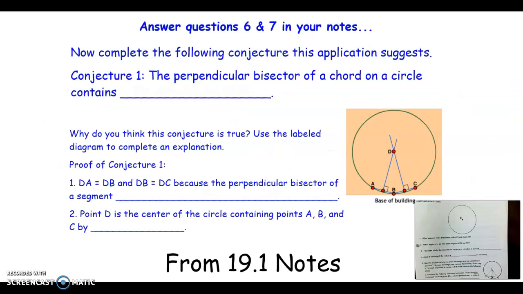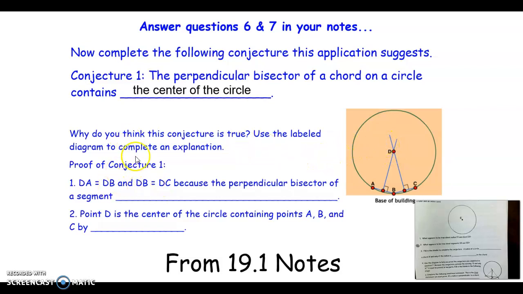This is a review from your last lesson, 19.1, of the conjecture that we made based on that investigation. So remember, the conjecture said that the perpendicular bisector of a chord on a circle will always contain the center of the circle. So that is a way that you can find the center of a circle. If you don't have it, you can draw 2 chords, find the perpendicular bisector of both chords, and where they intersect would have to be your center.